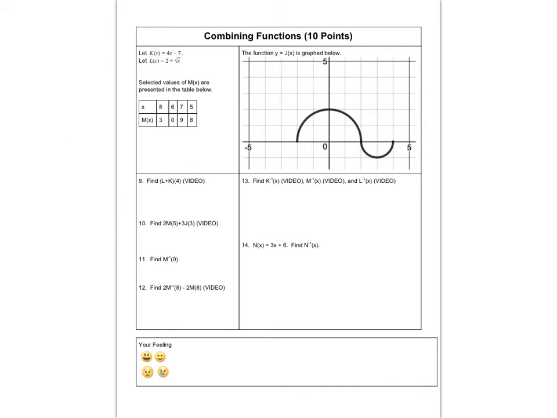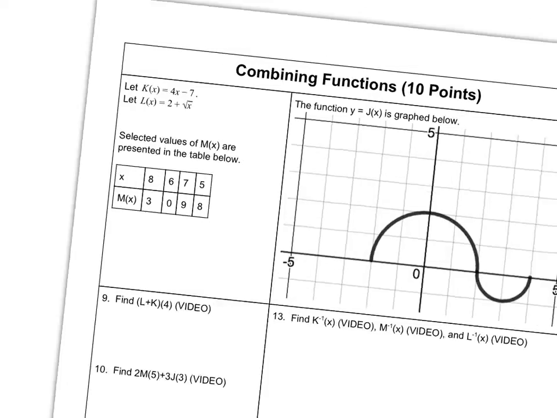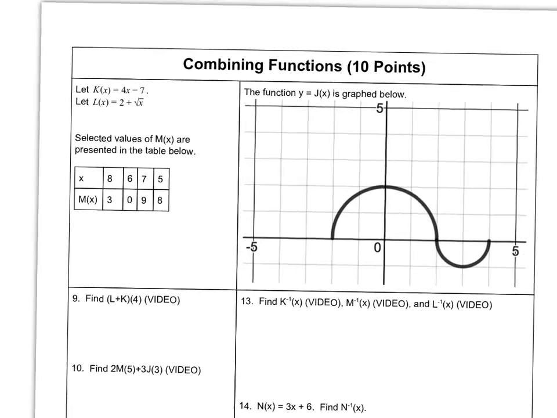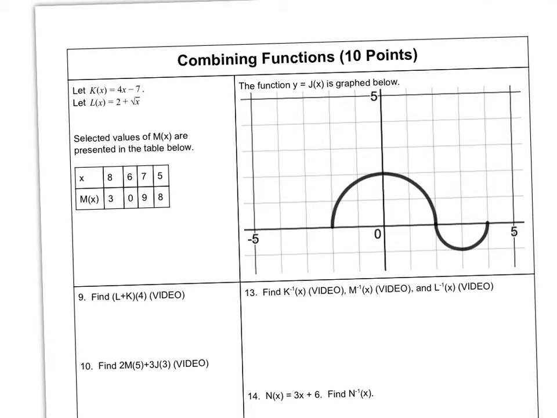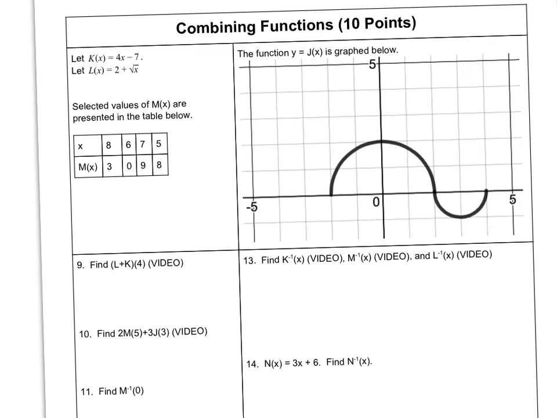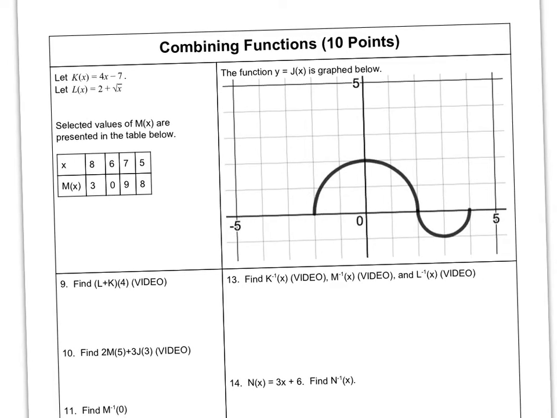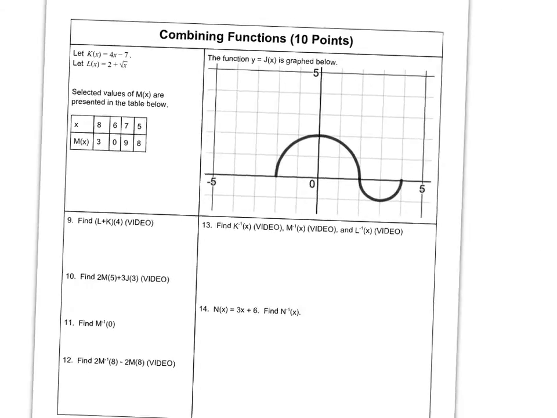For number 2, this is the first time that we're graded things. I don't know why I called this number 2. But we're combining functions. Second section is what we're looking for. Okay, we've got a couple different functions written in algebra. One involves a square root, and one involves a line. We've got a table that's m. We've got a graph that's j. It happens to be the same graph we had in the previous slide.